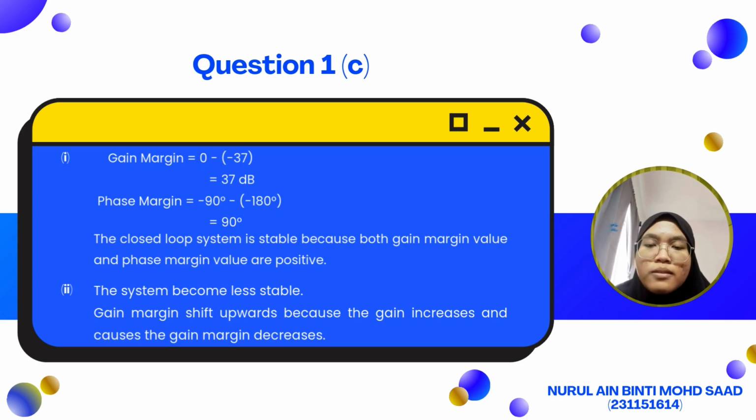For Roman 2, from the slightly light pink color in the Bode plot of the magnitude diagram, I can say that the system becomes less stable. The gain margin shifts upwards because the gain increases, which is K equals 20 dB, and causes the gain margin to decrease.